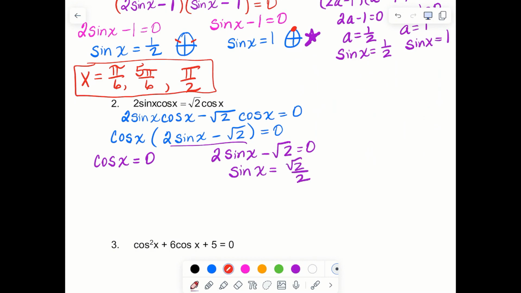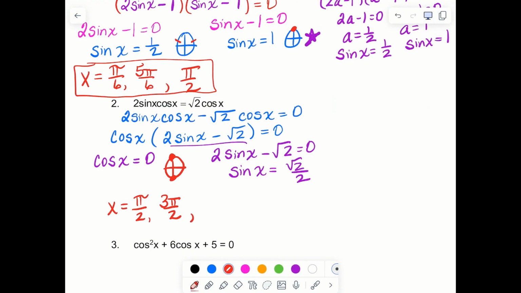And when you have single trig functions, you're just going to the unit circle and using your little noggin. So cosine is 0. Where is cosine 0? Here and here. So this guy gives me pi over 2 and 3 pi over 2.